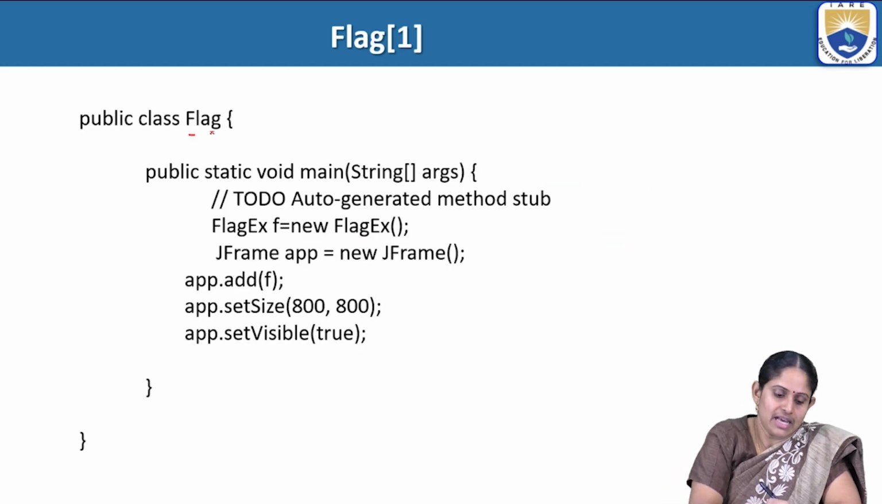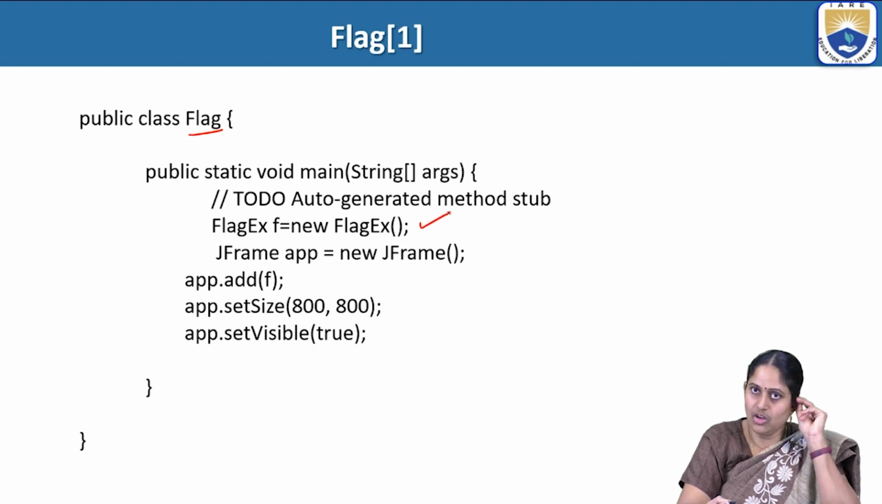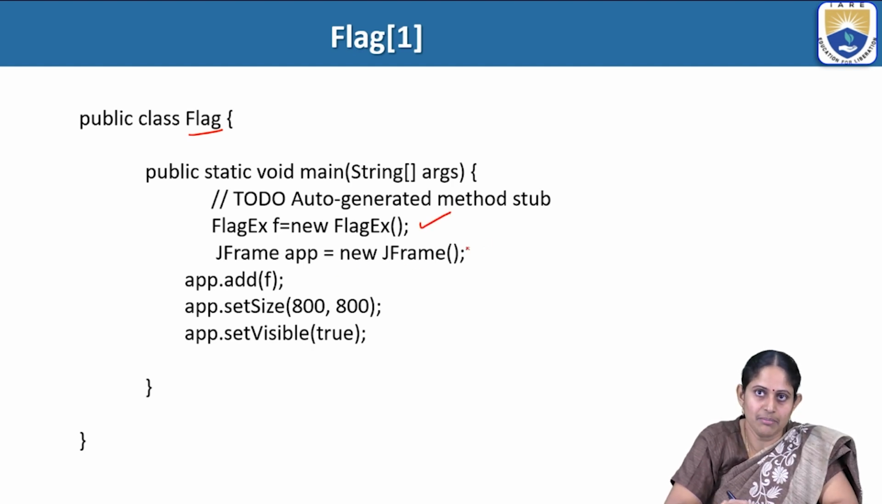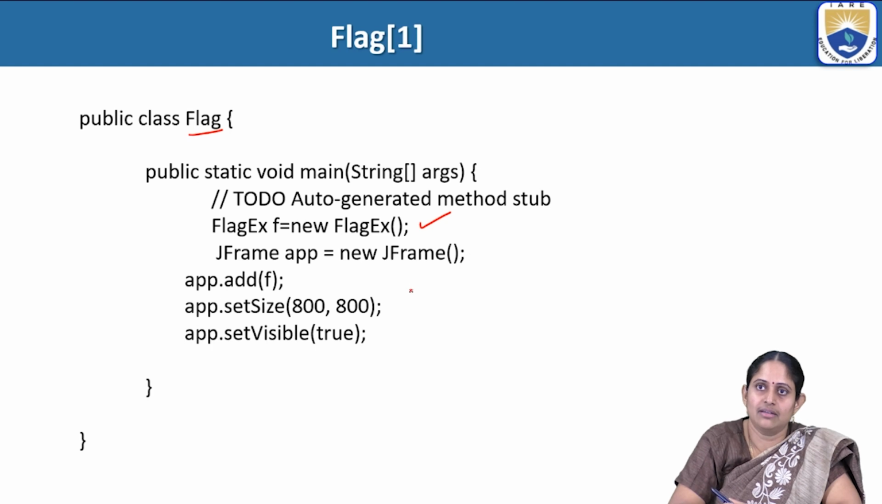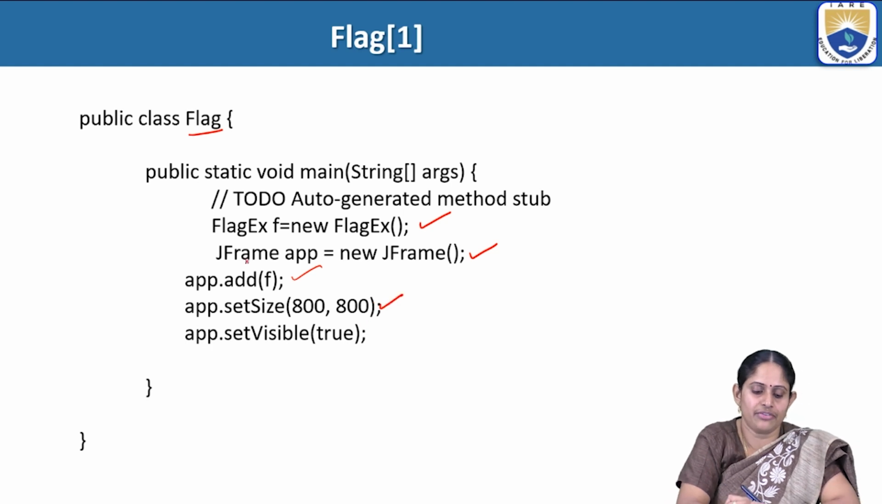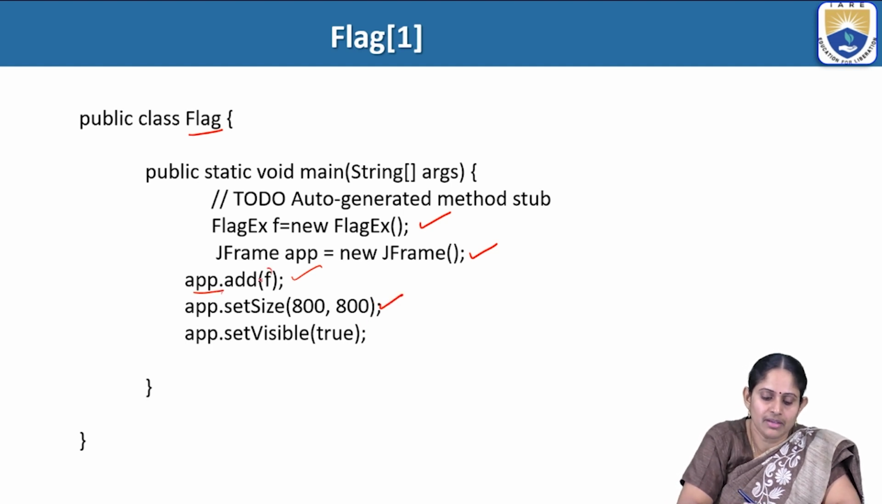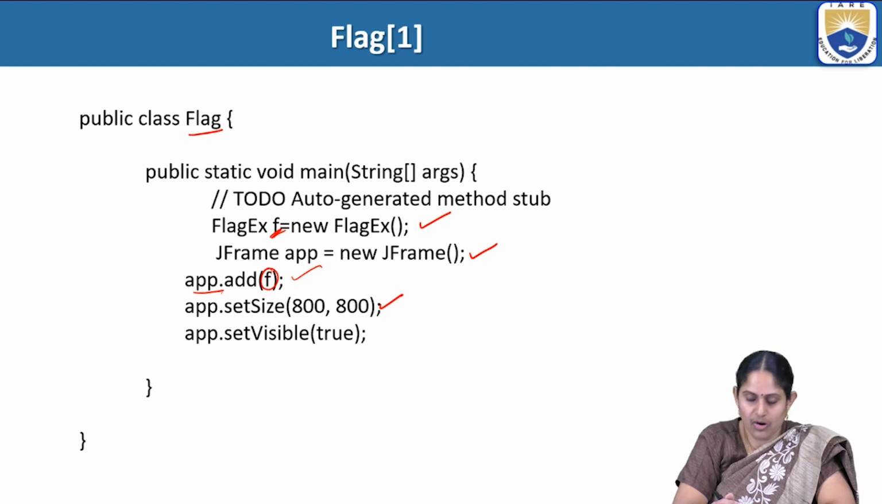And then we have the class flag, wherein we have the main method. We create the object for our implementing code, and then the frame is also created, and onto that frame we are adding our object of this panel, of this implementing class. So this is all about a few swing examples.